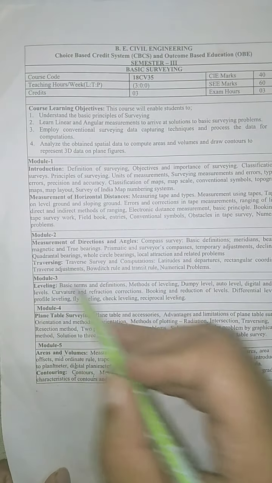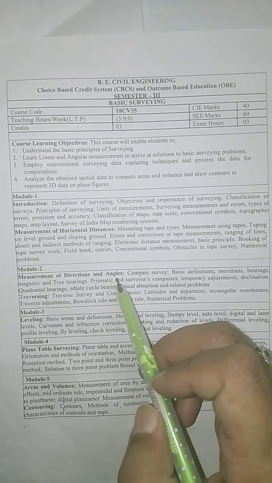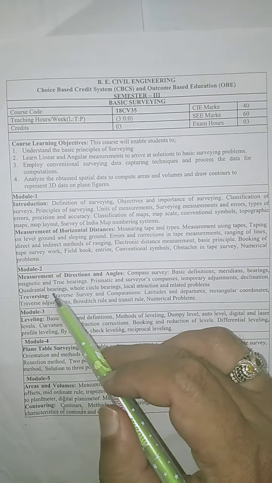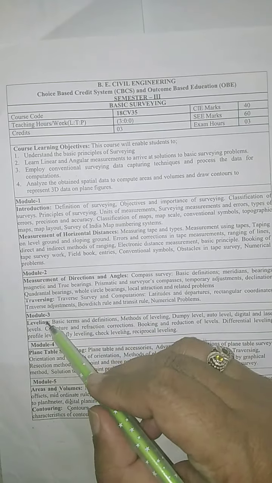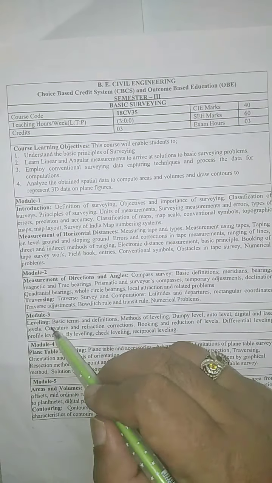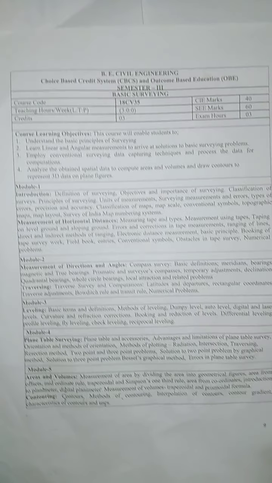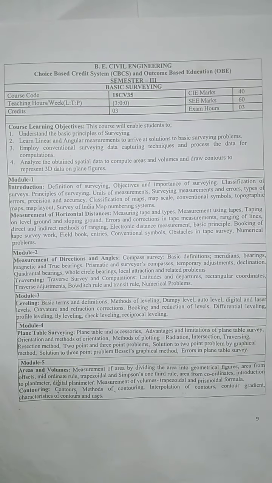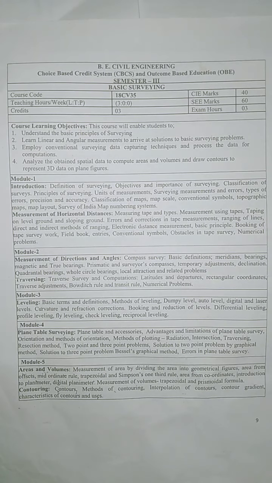From the next classes onwards, we are going to deal with module 2, where we will cover directions and angles, that is, angular measurements, and then we will learn about traversing, and then leveling. I was telling you leveling we will study in module 3, then in module 4 the plane table. So that we are going to do in further classes. In the next class we will be discussing module 2, that is, angular measurements. Right now we have finished module 1 and module 5. So module 5 is completed.